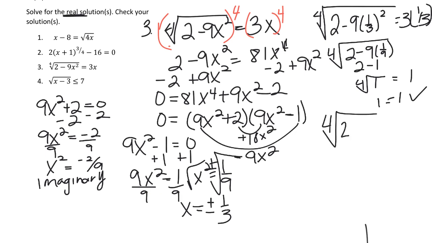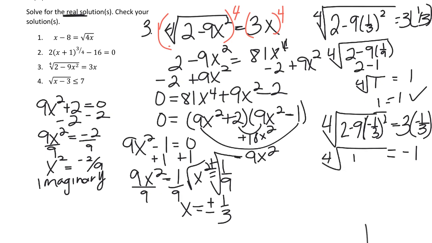But when I put in the negative 1/3, although I get the same thing under the radical, because negative 1/3 squared is going to be positive 1/9, on the outside over here, I get 3 times negative 1/3. So that's going to equal negative 1. And this 4th root of 1 does not equal negative 1. So the only answer is x equals positive 1/3. The negative is extraneous.